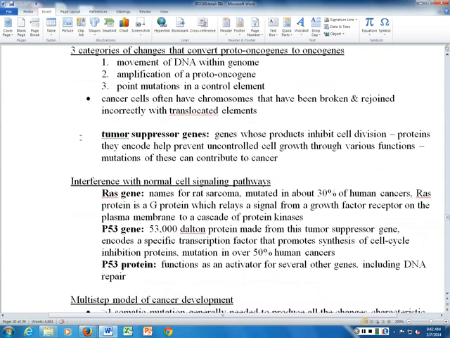So we have tumor suppressor genes in here. These create products that inhibit cell division, so they can help prevent uncontrolled cell growth. And these would be on by default. And so if something happens to one of those where they get turned off, then when it's not functioning, it can allow that uncontrolled cell growth to develop into cancer.